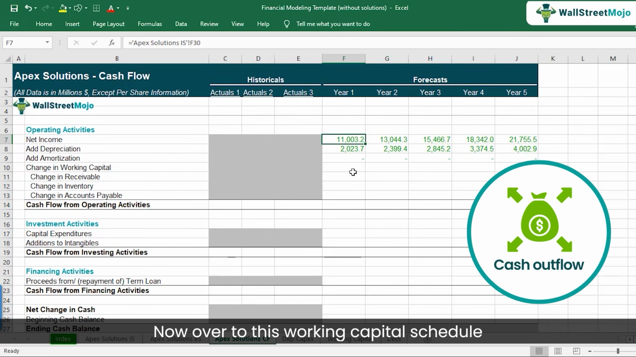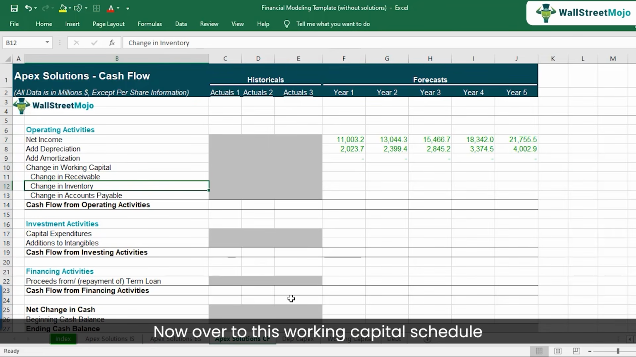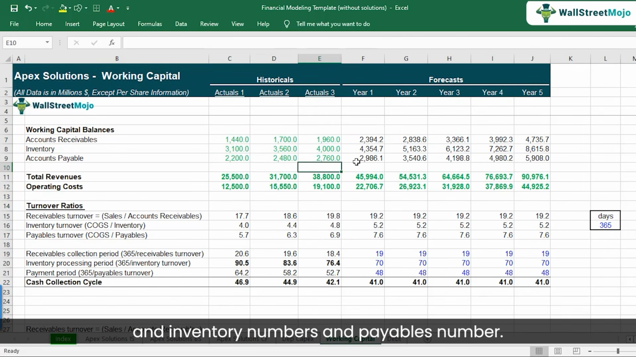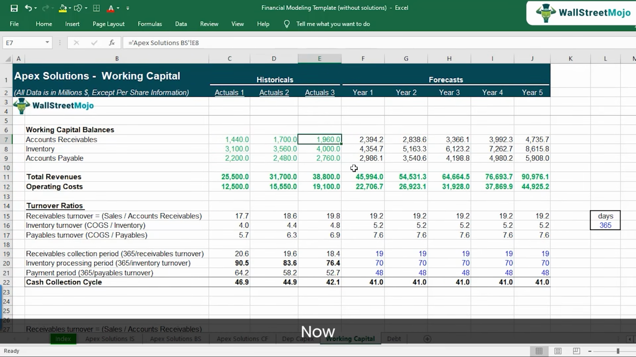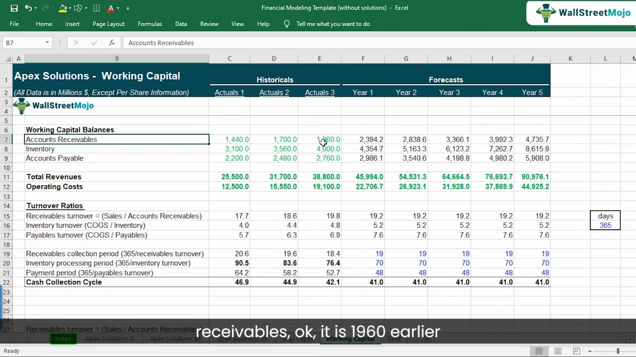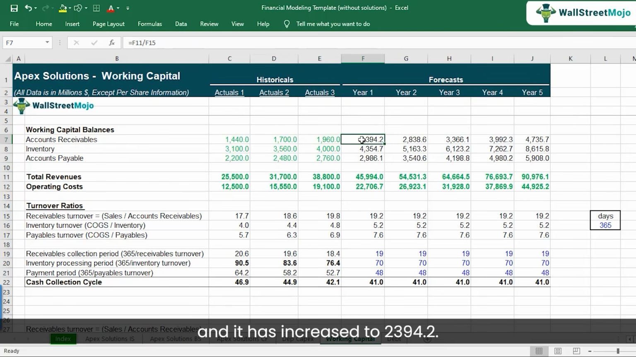Okay. Now, over to this working capital schedule where we have the receivables numbers, inventory numbers, and payables numbers. Now, if you want to understand cash outflows and inflows from the point of view of the cash flow statement, you need to understand how the position has changed in year 1 compared to the previous year, right? So let's look at this one, receivables. It is 1960 earlier, and it has increased to 2394.2.